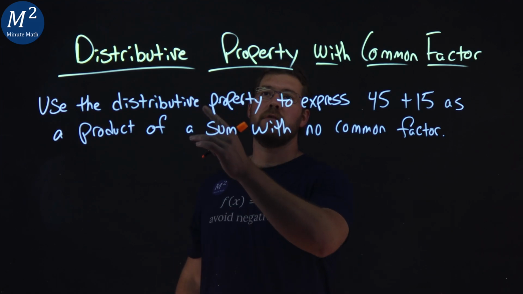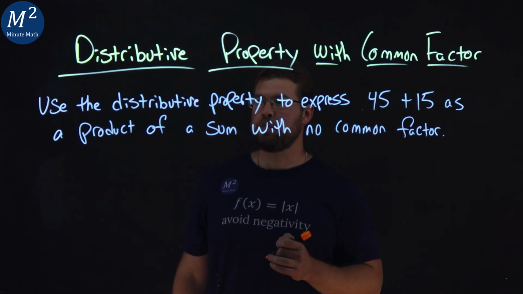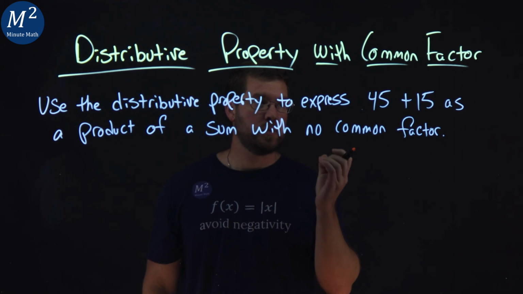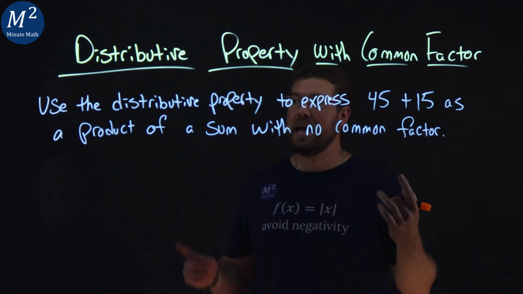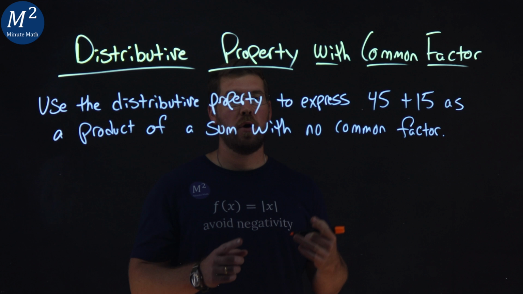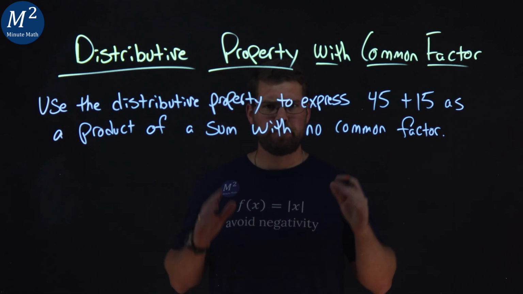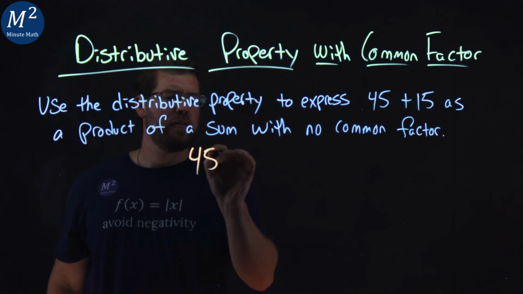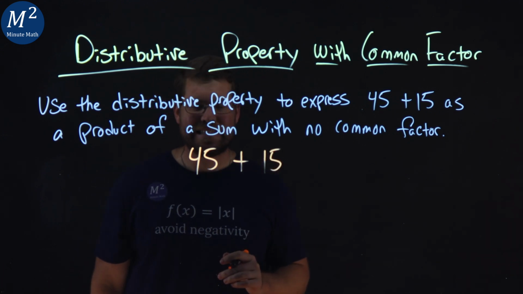Let's learn about the distributive property with common factor. Use the distributive property to express 45 plus 15 as a product of a sum with no common factor. All right, so we have 45 plus 15.